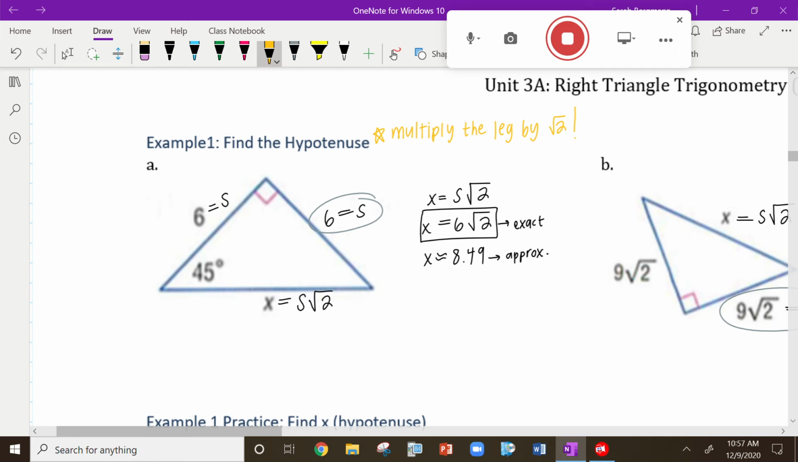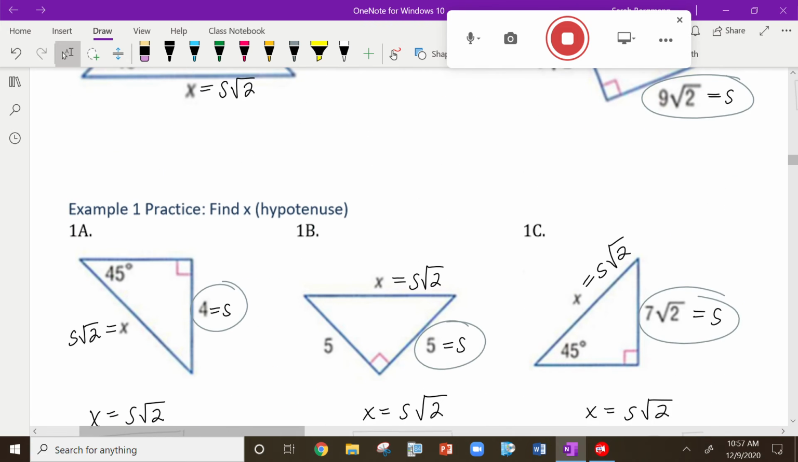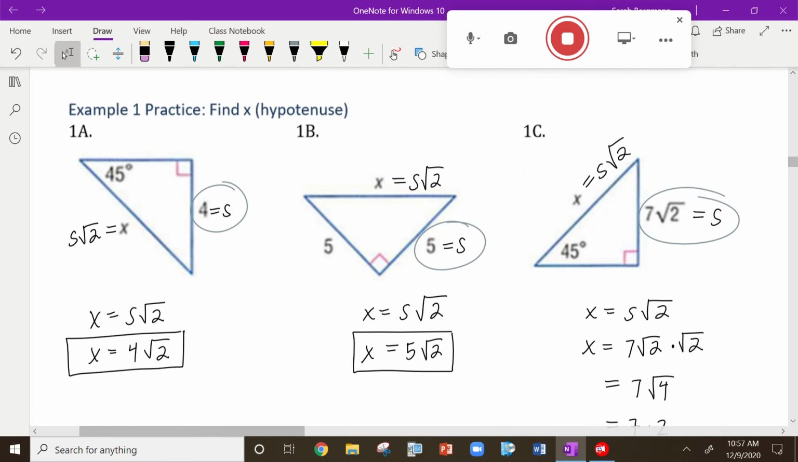All right, pause the video and try the practice problem below. Here are the correct answers.